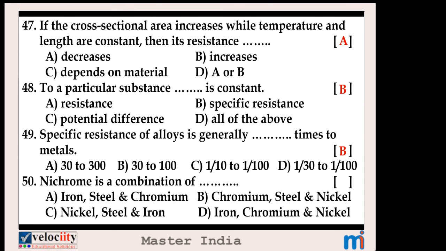50. Nichrome is a combination of dash. A. Iron, steel and chromium, B. Chromium, steel and nickel, C. Nickel, steel and iron, D. Iron, chromium and nickel. Option D is correct. Iron, chromium and nickel.